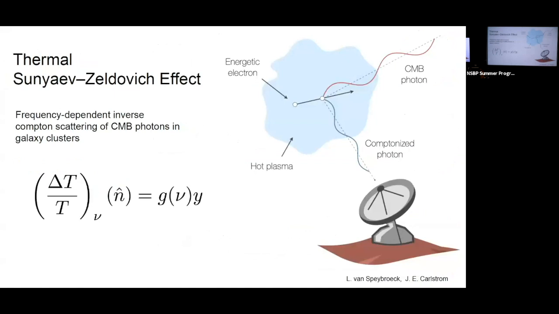And the next effect, Morgan touched on this a lot, which is wonderful. She really explained it well. It's the SZ effect. Well, mine specifically is the thermal. There are a few Sunyaev-Zel'dovich effects. And so this is once again a frequency-dependent effect. And this is with the intra-cluster medium.